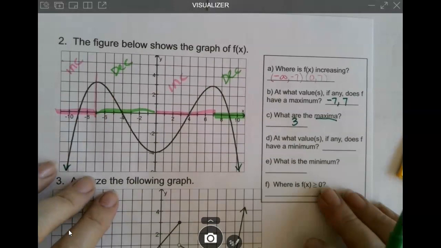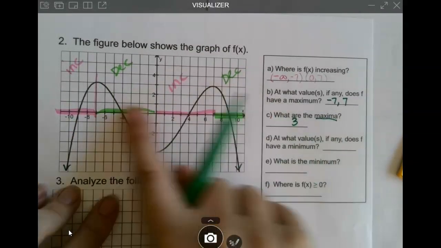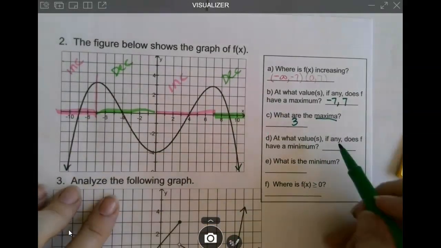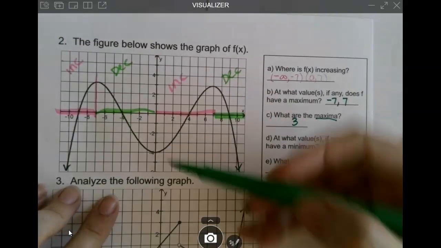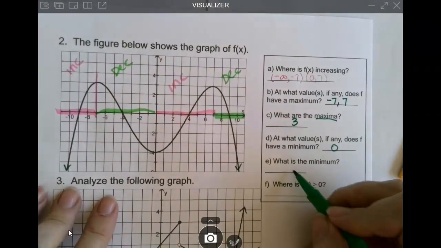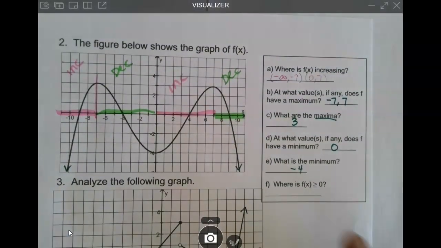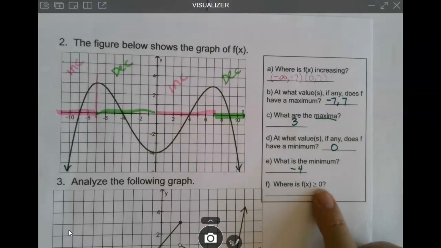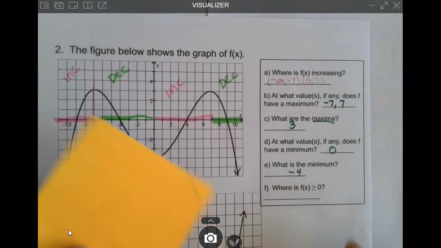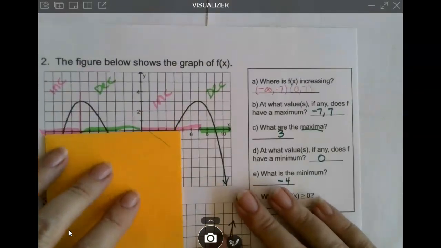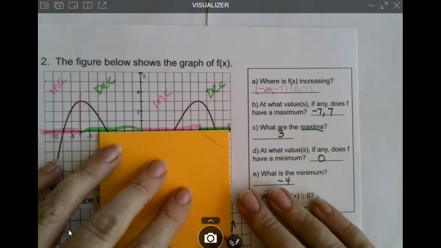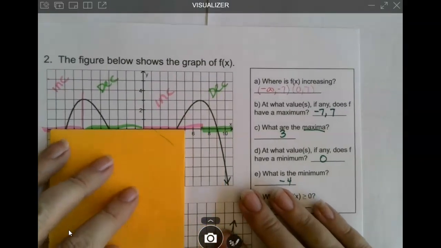Now, at what values do we have a minimum? Well, the minimum happens right here at x equals 0. And the minimum height is -4. And then it says, where is the y value bigger than or equal to 0? Well, the y's are bigger than or equal to 0 anywhere above the x-axis.